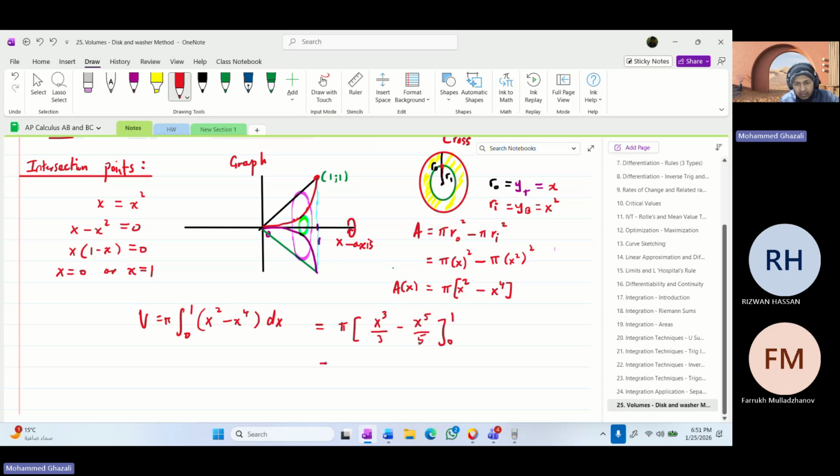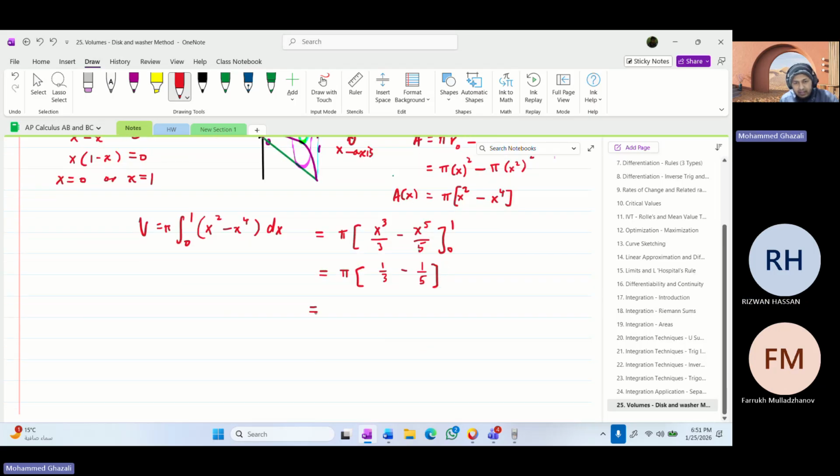from 0 to 1, okay? So you got pi there, that's 1/3 minus 1/5. And if you substitute 0, you get 0, right? That's over 15, so you should get 2 pi over 15. Just check that up. 5 times 1 is 5. 5 minus 3 is 2. 3 times 5 is 15.